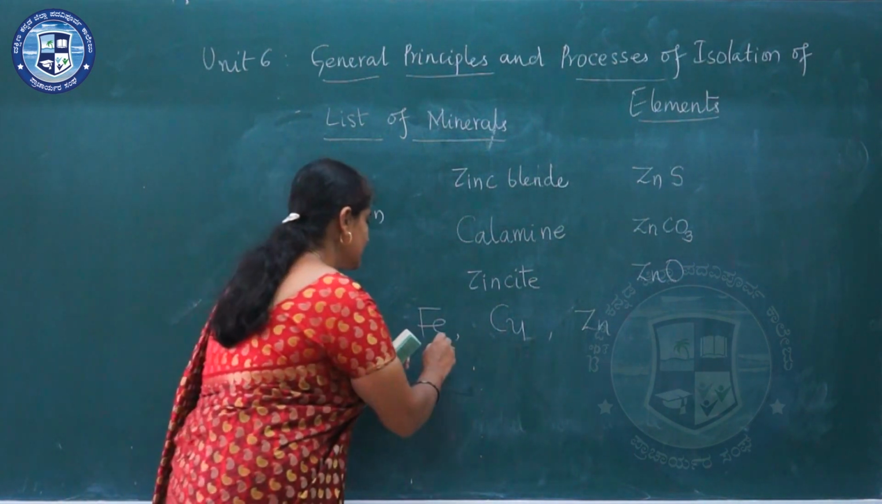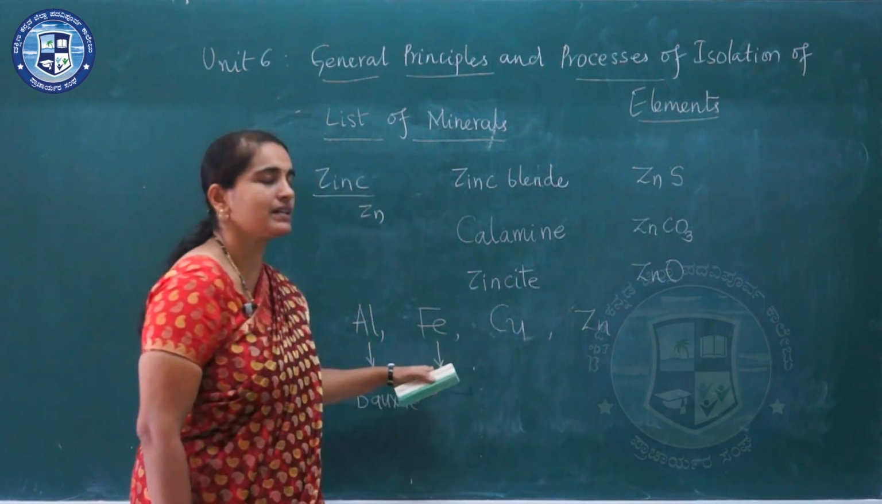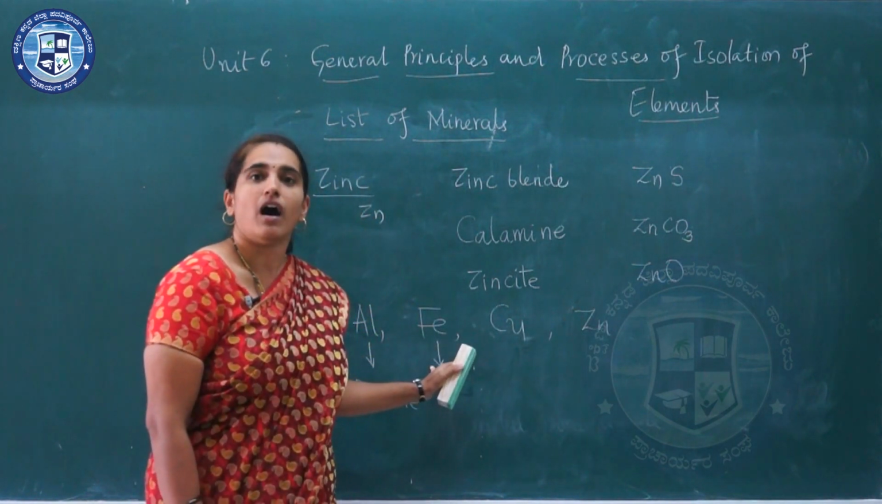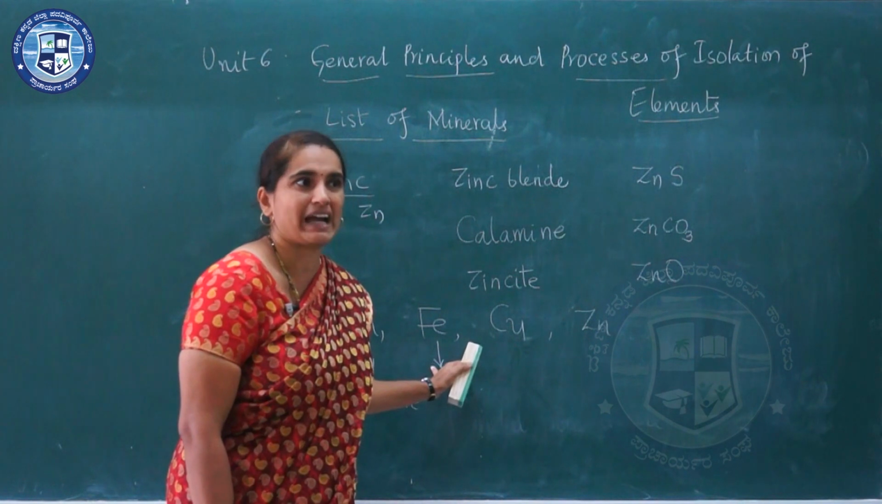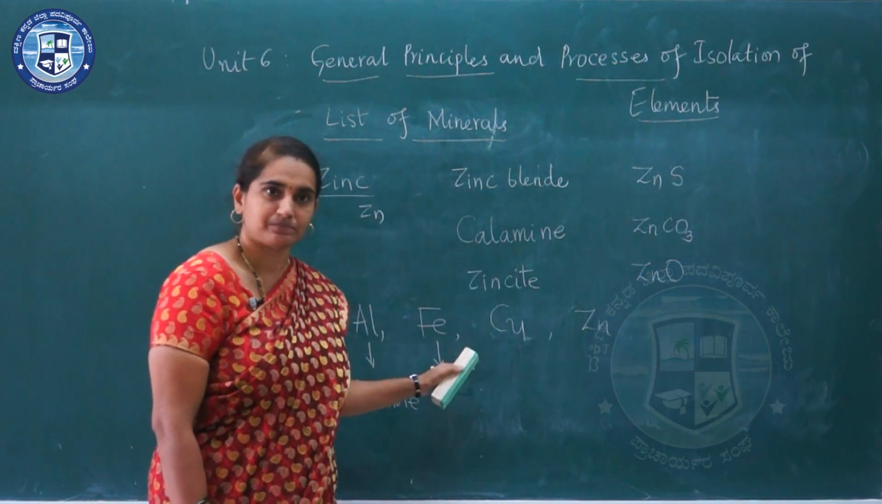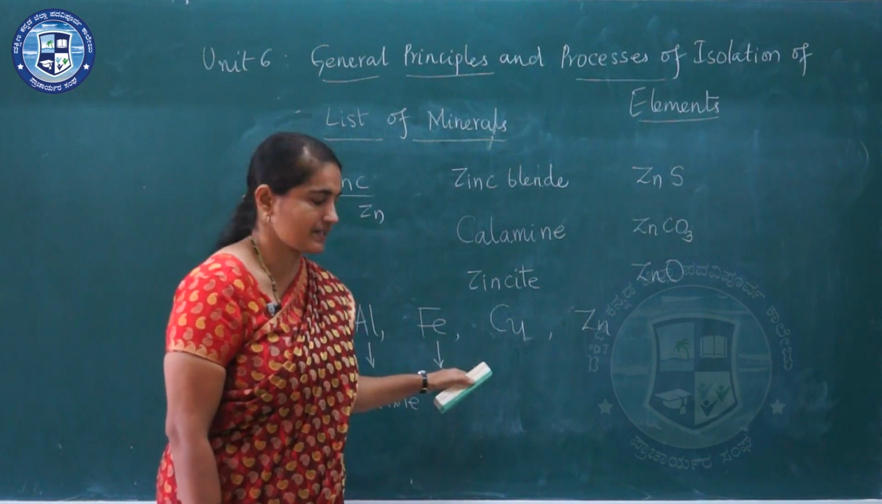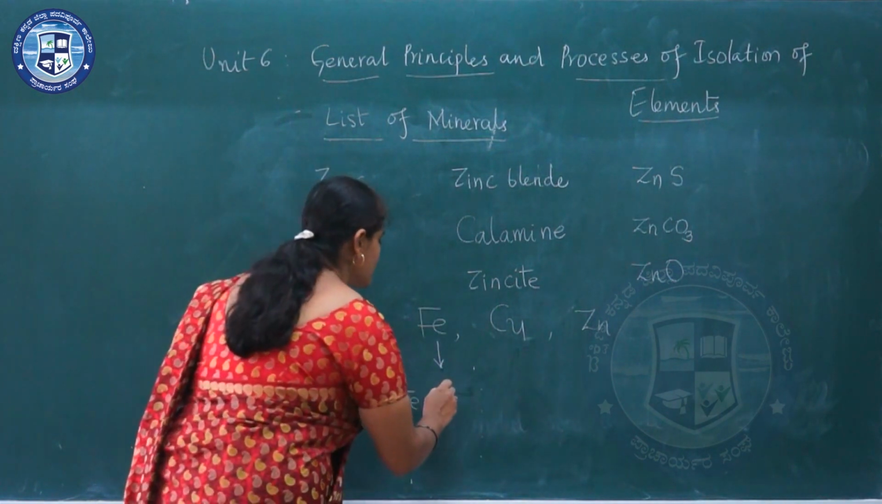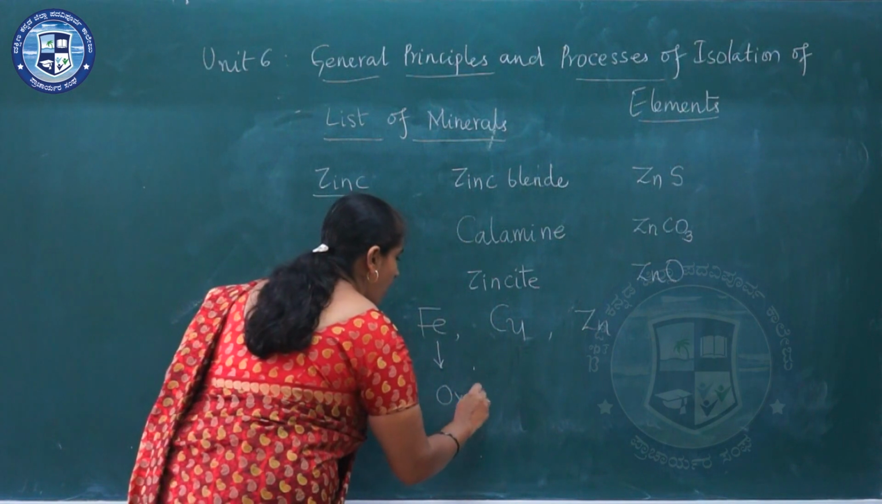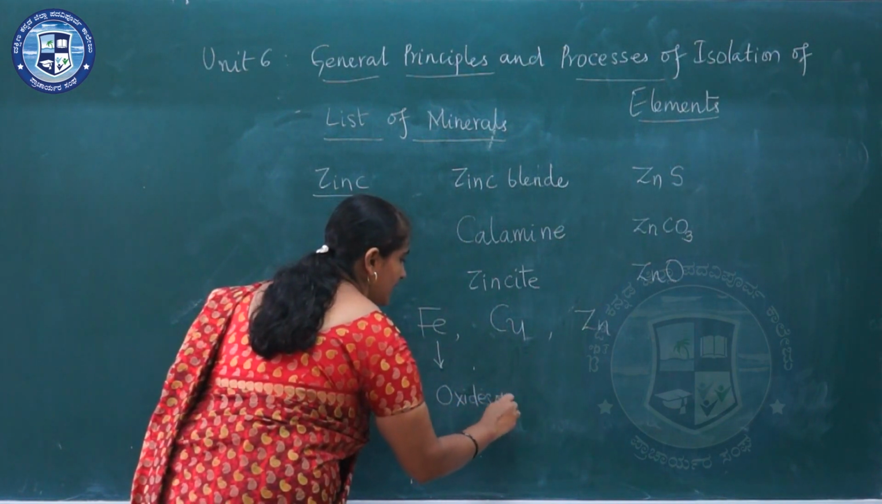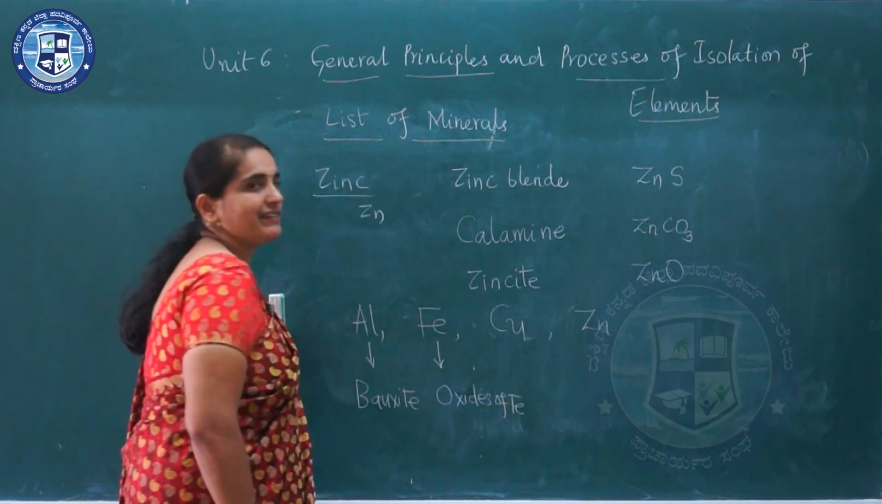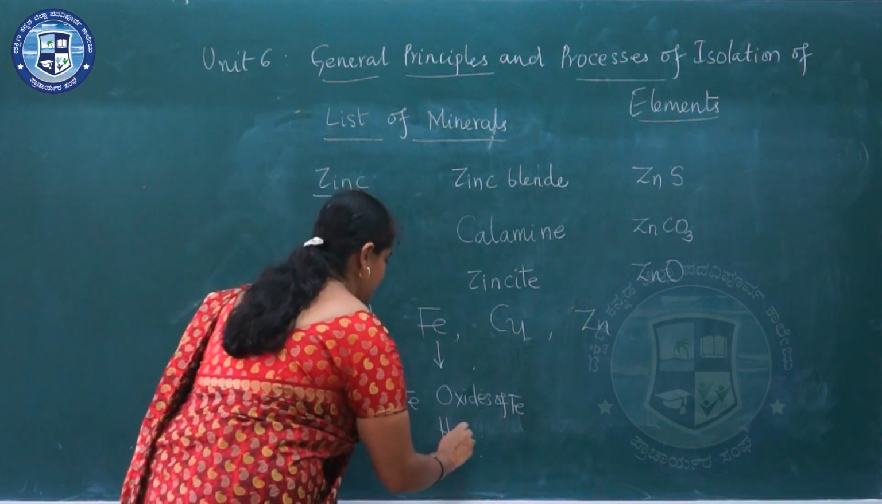For iron, if you remember, I have listed the oxides of iron, which are hematite and magnetite, or we can write the carbonate, that is siderite, or iron pyrites. So for iron, usually we write oxides of iron. Usually we consider hematite.